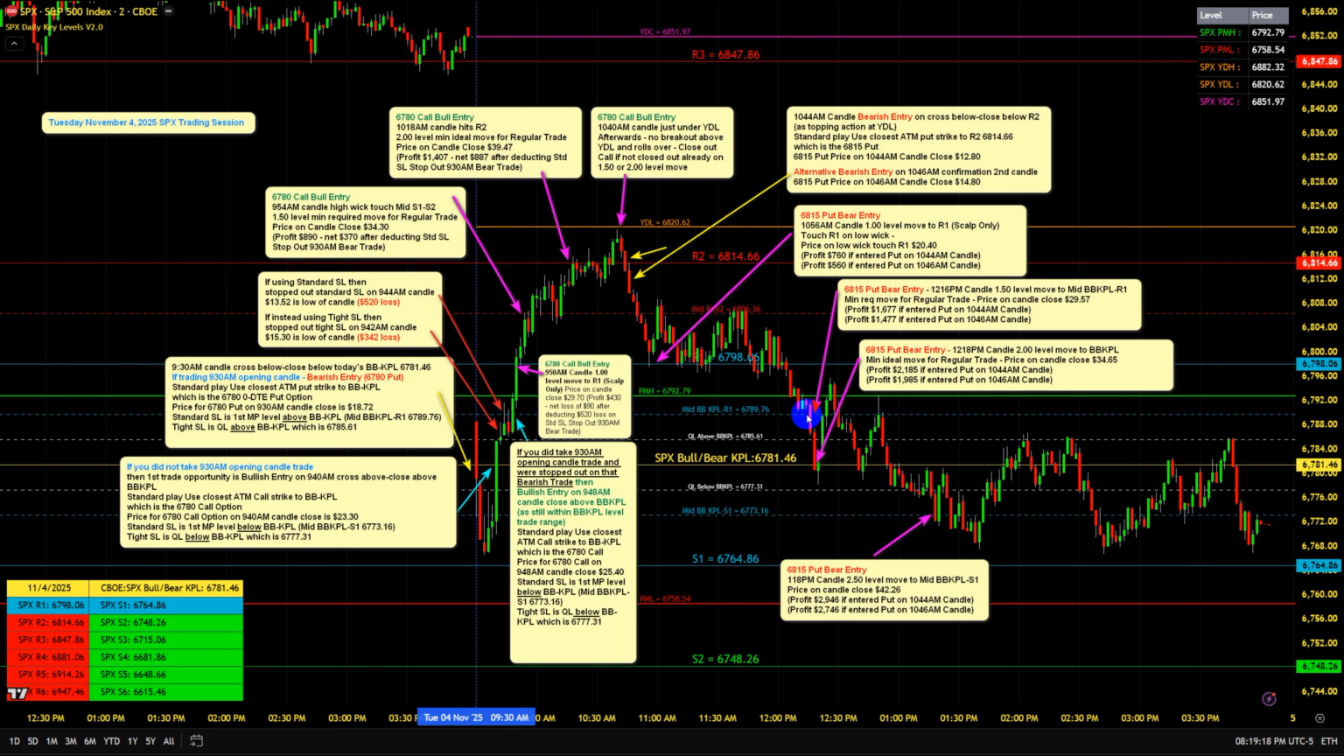Here we have the 1.5 level move. Now remember how we determine how many levels is from the level that we're trading. The direction we're trading is bearish, down. One level's here. The next midpoint is the half level. That's 1.5 levels. So the mid BBKPL R1 is 1.5 levels down from R2.